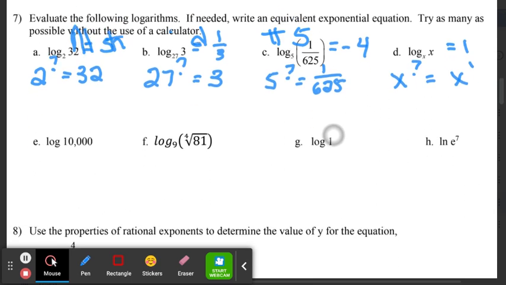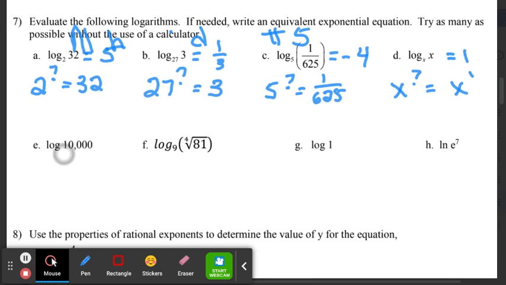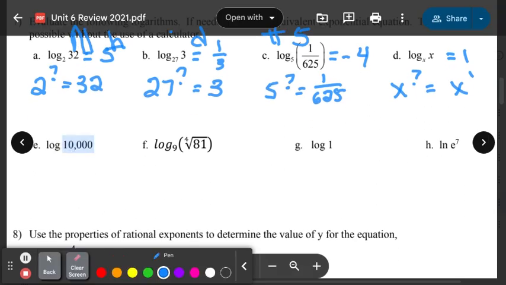Now this one right here is missing the base. So if there's no base, it's technically a log base 10. So 10 to the what gives you 10,000. Well, 10 to the anything, you just count the number of zeros, and it's 4.